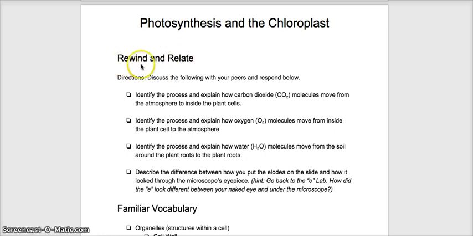So you're going to want to go back to the last assignment that you worked on, which was diffusion and osmosis in this case, and you're going to identify the process and explain how carbon dioxide moves, how oxygen moves, how water moves, and a little question about the microscope. So go back to your E-Lab, and that is in your notebook.